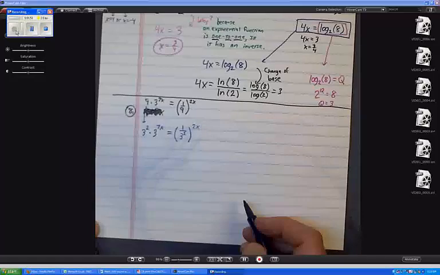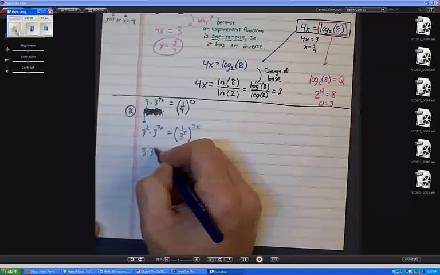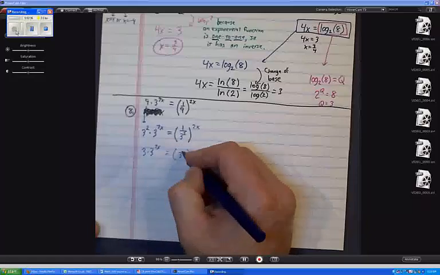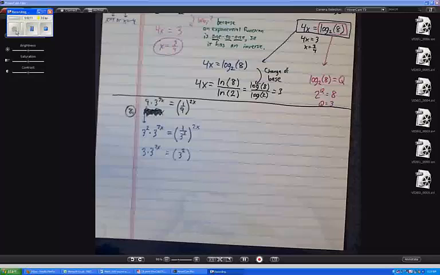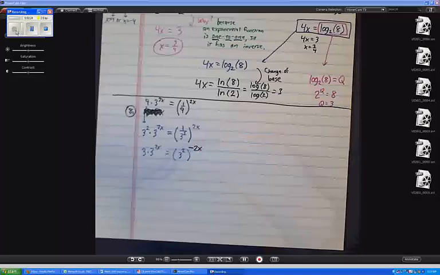And now I almost have everything with a base of 3. I have 3 squared times 3 to the 7x power is equal to, I would really like to write this as 3 squared over 1 if you want. I want to take the reciprocal. What can I do? Instead of this exponent saying 2x, now what's it going to say? Minus 2x, because we took the reciprocal, right? So we almost have the bases the same, not quite.